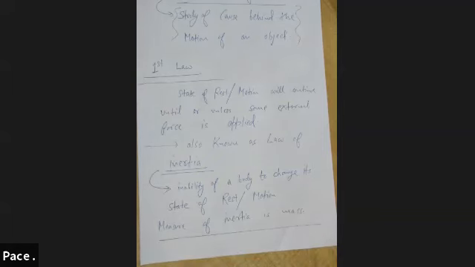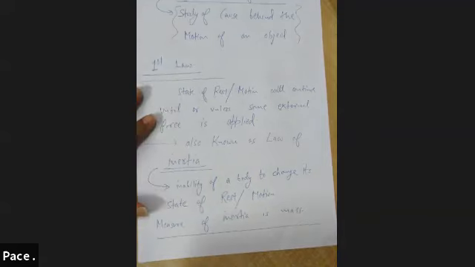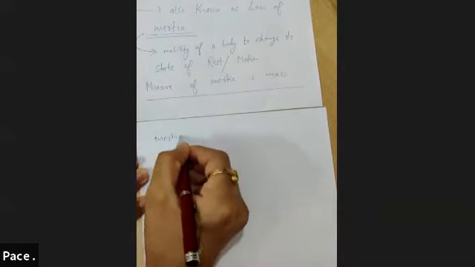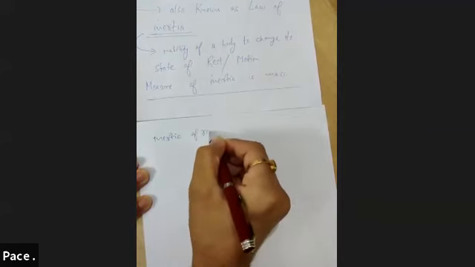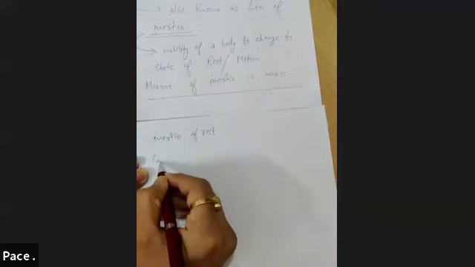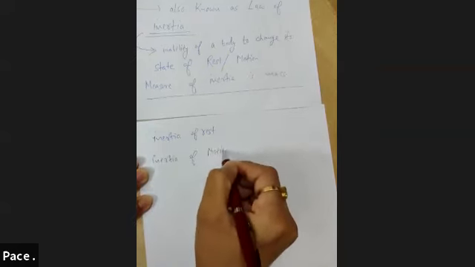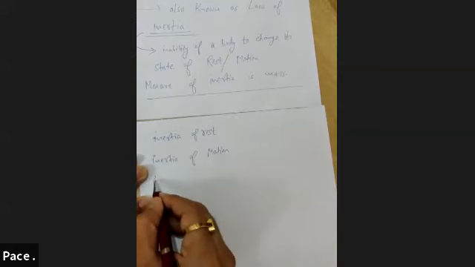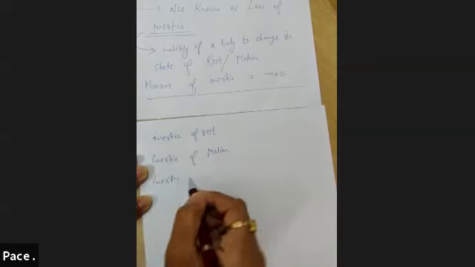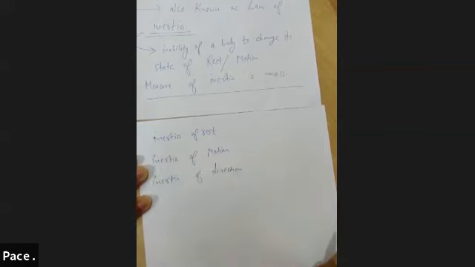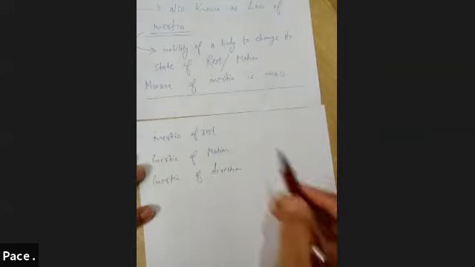Now, there are three types of inertia. Inertia of rest, the next one is inertia of motion, and the third one is inertia of direction. Inertia of rest, inertia of motion, inertia of direction.